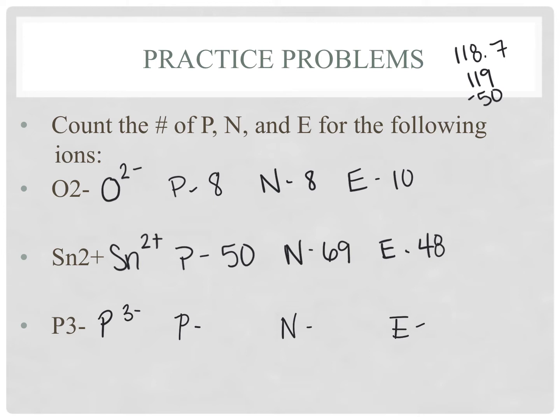Okay, how many protons for phosphorus? Okay, 15. How many neutrons? 16. Okay. I think it should be 16. Do you round it to 31? Yeah. Okay, 16. How many electrons? I hear 12, I hear 18. Okay, -3 means you've got to add on 3. So 18.